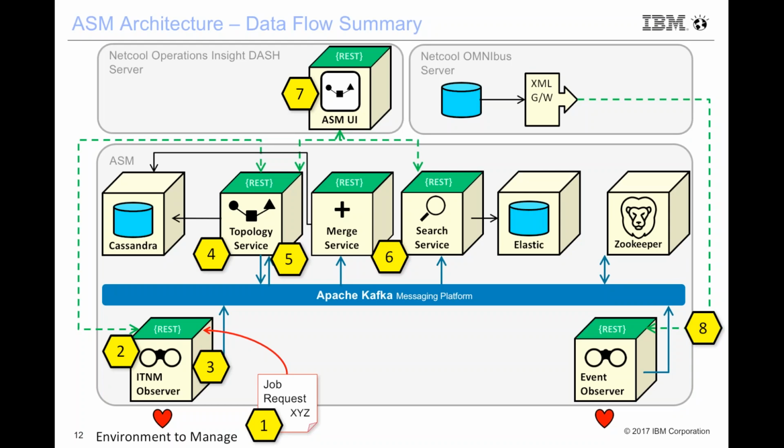And finally, the event observer, you can see consuming events from the XML gateway. The event server will query the topology service via REST to do the lookups, and then if those events are successfully looked up, it will put them on Kafka message bus so that the topology can consume those as well.